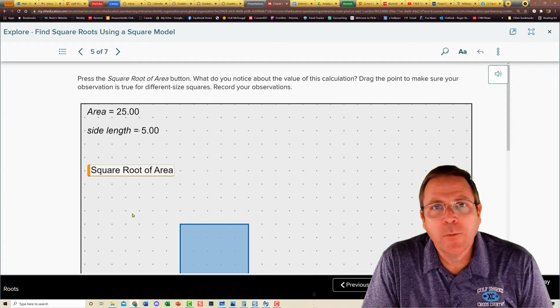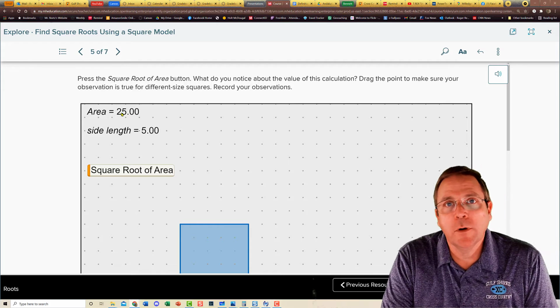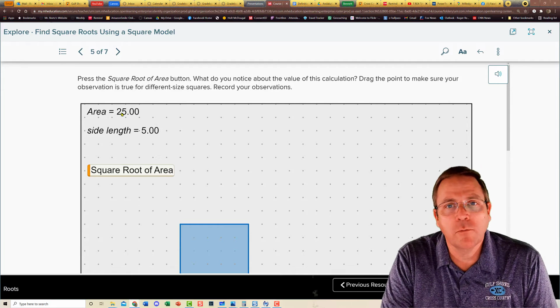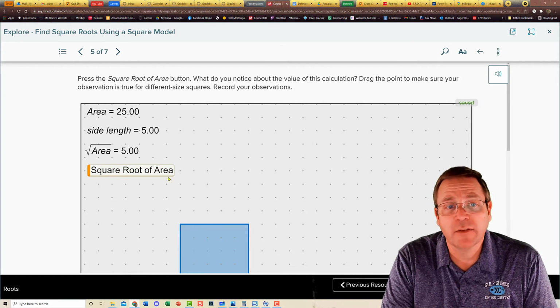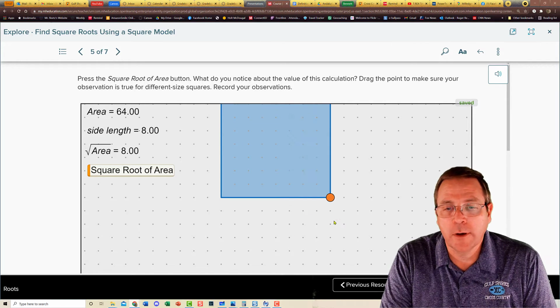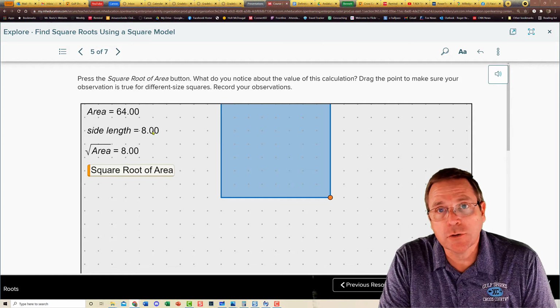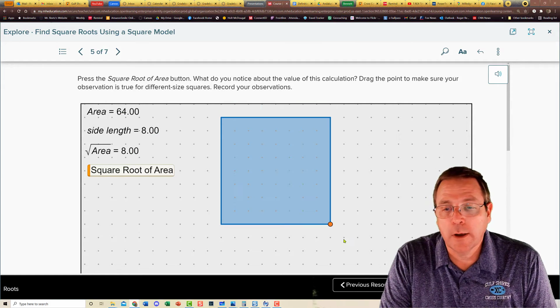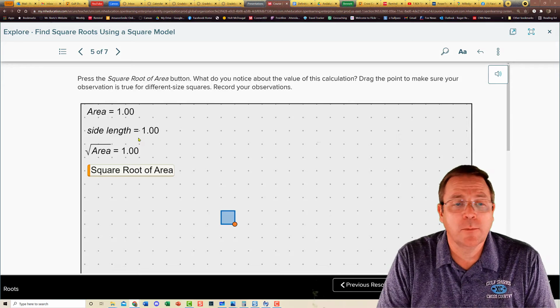If we were to go backwards, instead of trying to find the area, they gave us the area, and we wanted to know what the square root is. Well, the square root's what number times itself is equal to that number, which we're doing with 25 right now. The square root of 25, that's 5, which just so happened to be the side length. If I was to do something different, say the square root of 64, that's going to be 8, which just so happens to be the side length. Let's try a different one. Let's go a little bitty one here. Area is 1. The square root of 1 is 1, which just so happens to be the side length.